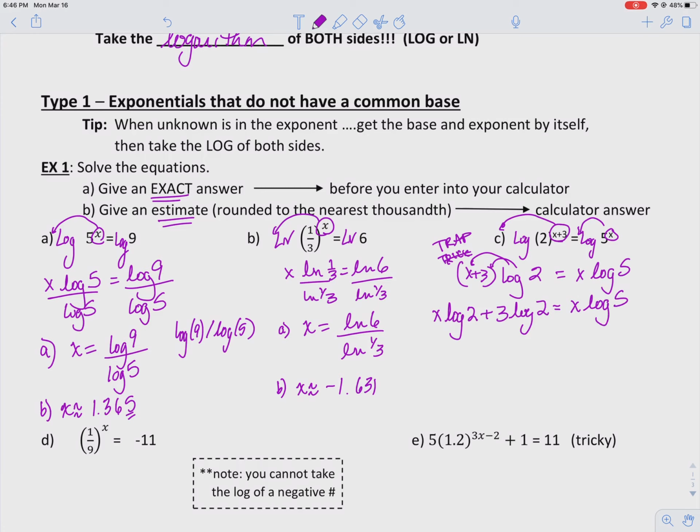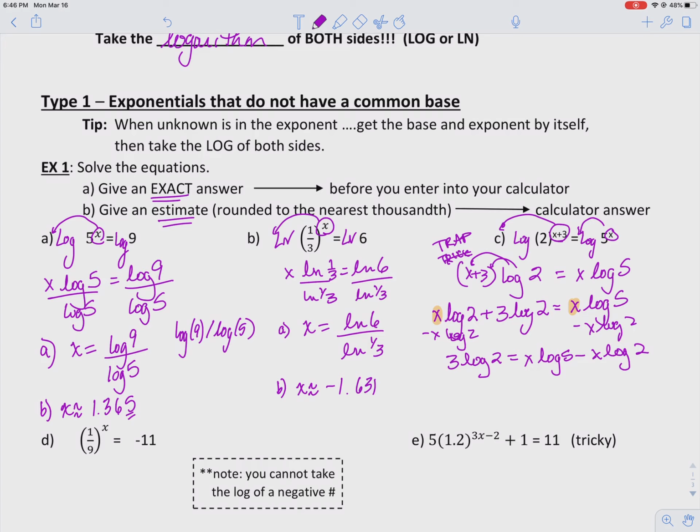Now, remember what we're solving for. We're solving for our x. So here is a trick. We need to get all those x's on the same side. So I'm going to move this one over by subtracting. So I'll have on this side 3 log of 2 equals x times the log of 5 minus x times the log of 2.